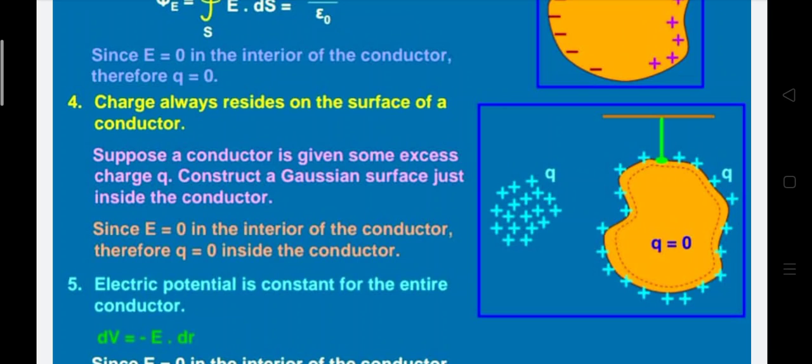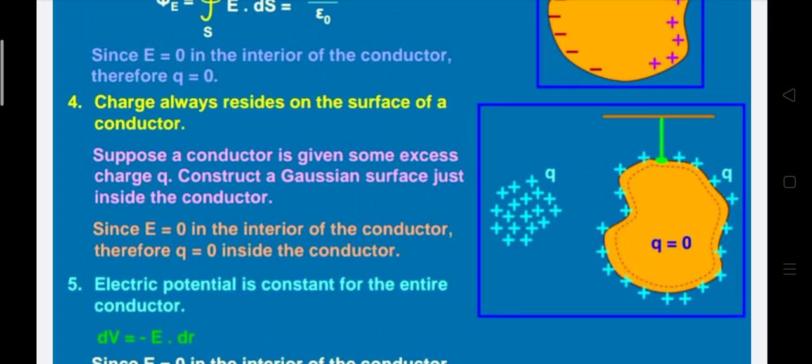just inside the conductor. So in this diagram you can see that there is a dotted line, that is the Gaussian surface that we have developed inside the conductor. Since electric field inside the conductor is 0, therefore charge inside the conductor is 0. So all the charge is present over the surface of the conductor.